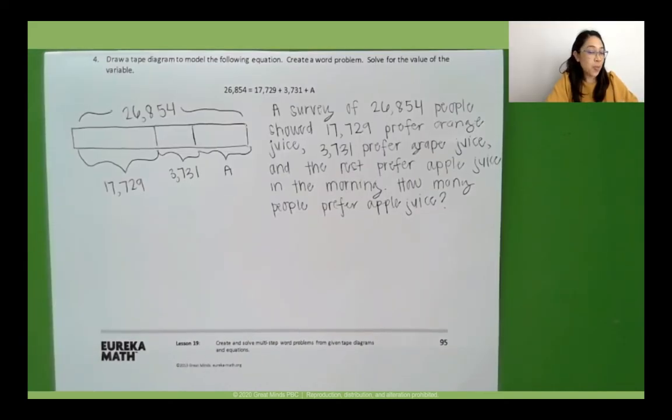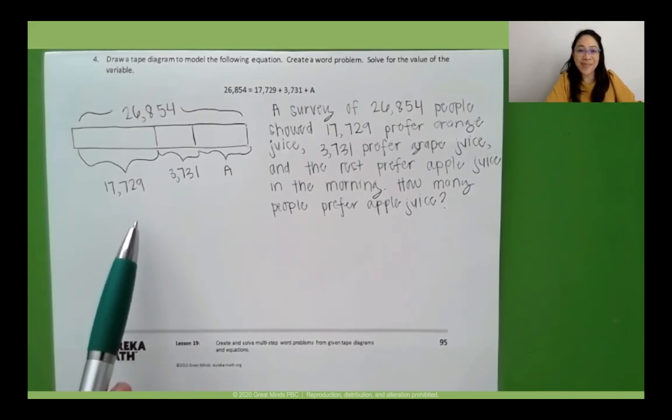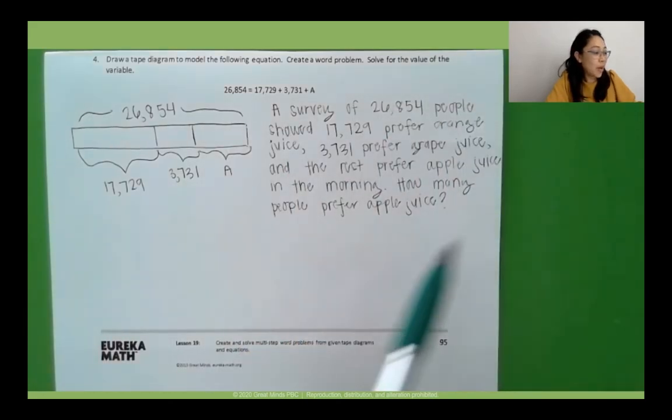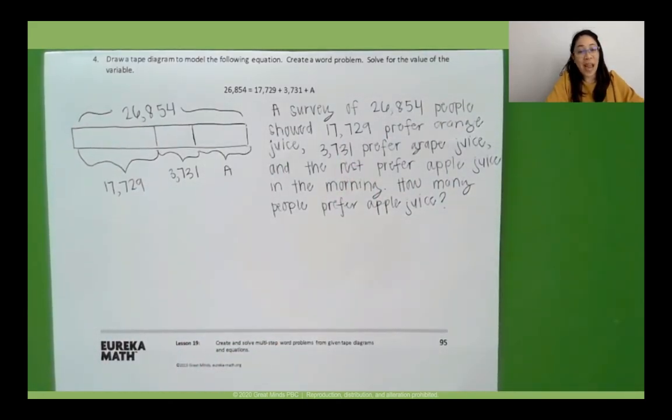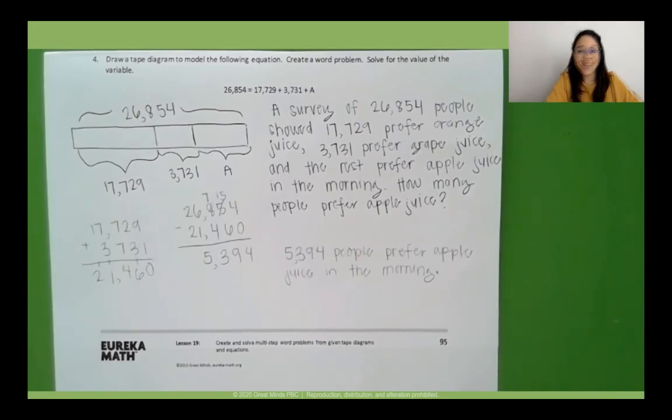Go ahead and take a moment to compare your tape diagram with mine. And then here is my word problem that I created. I really wish I could read yours. The next thing that I'd like you to do is solve the word problem that you just created. Make sure to include a statement, and then of course, we'll compare our solutions after. Here's the statement that I have. 5,394 people prefer apple juice in the morning.